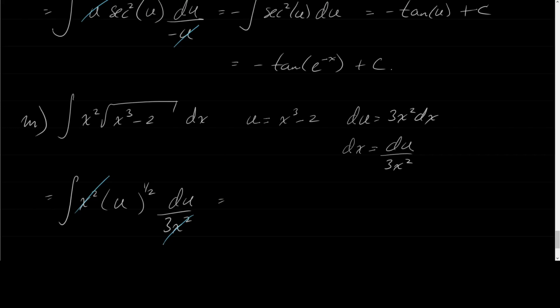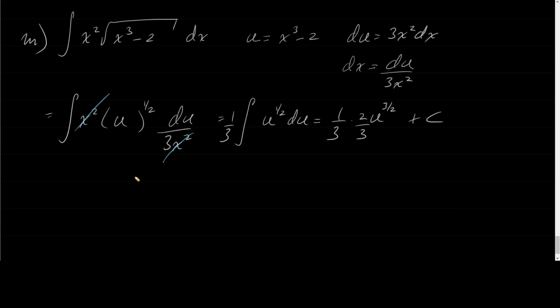So we end up here with 1/3 times the integral of u to the 1/2 du. So we end up with 1/3 times, add 1 to the exponent, u to the 3/2, divide by the new exponent, which is multiplied by the reciprocal, plus c. And from there, what does that give us? Well, 3 times 3 is 9, so we have 2 over 9. The problem wasn't about u, so we can replace it with x cubed minus 2 to the 3/2, and then we have that plus c. Alright? So that was M. N.